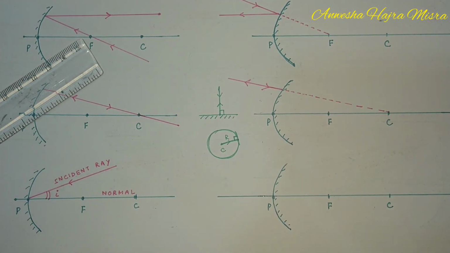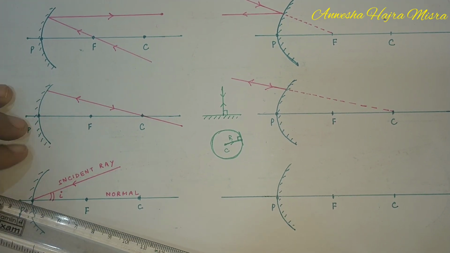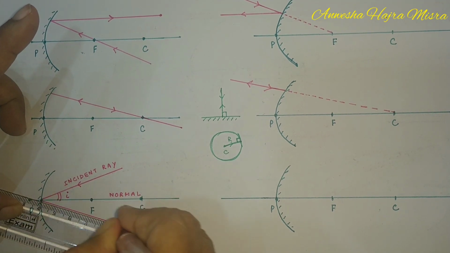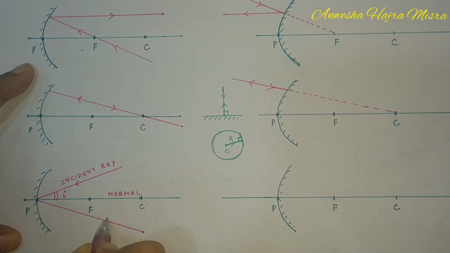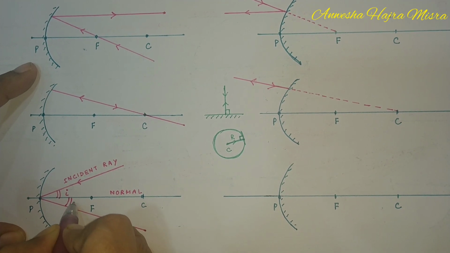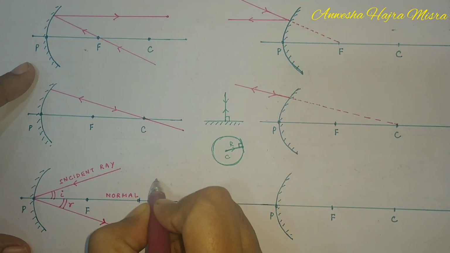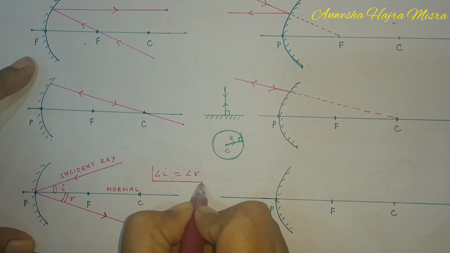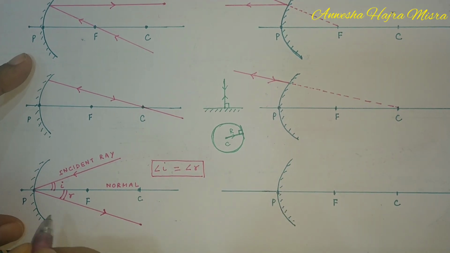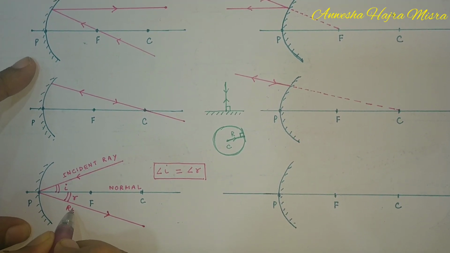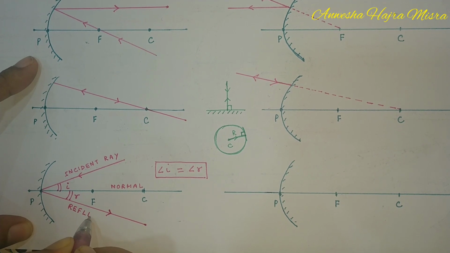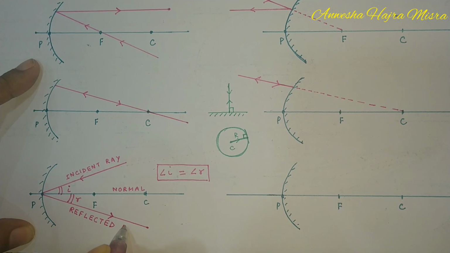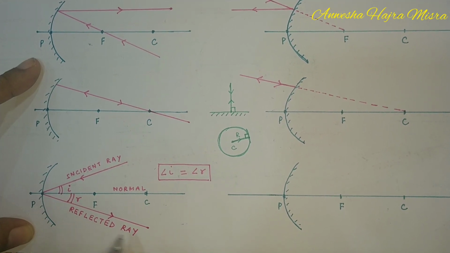How will the ray be reflected? Laws of reflection, children, angle I equal to angle R. So you have to measure equal angle with your protractor, and these two angles should be equal. Angle I should be equal to angle R. This is my reflected ray. Remember, children, line through the center of curvature is my normal.